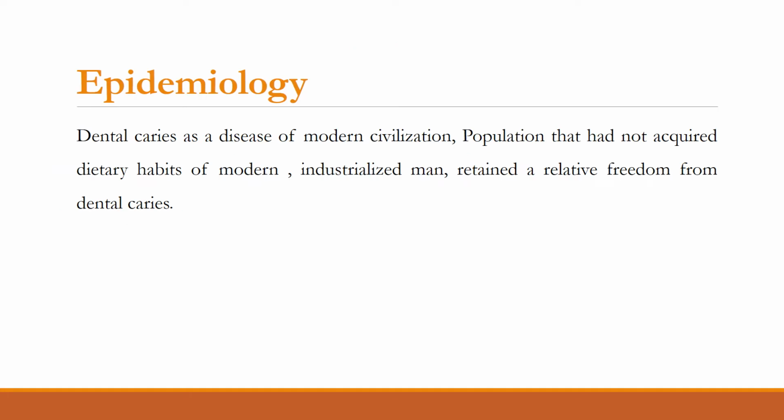So in the previous topic we have discussed epidemiology. That was general epidemiology. Now we are studying about epidemiology of dental caries. So dental caries as a disease of modern civilization. Populations that had not acquired dietary habits of modern, industrialized man retain a relative freedom from dental caries. That means primitive people were not showing much dental caries or no dental caries. But modern people are showing much dental caries. Maybe due to our dietary habits. So we will see how the dietary habits are playing a role in causing dental caries.